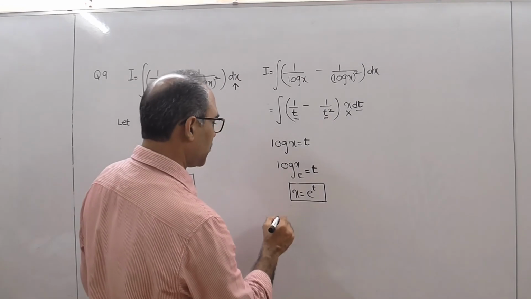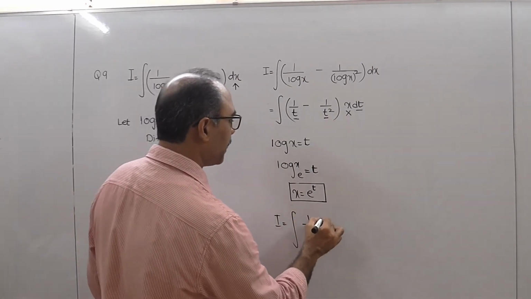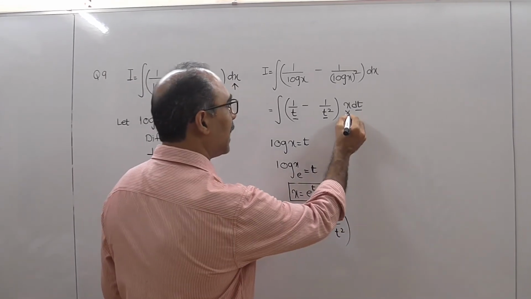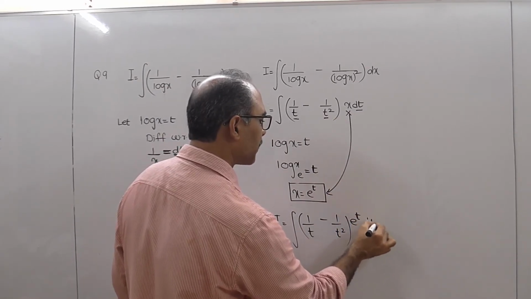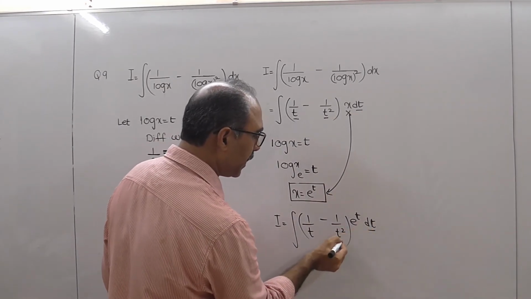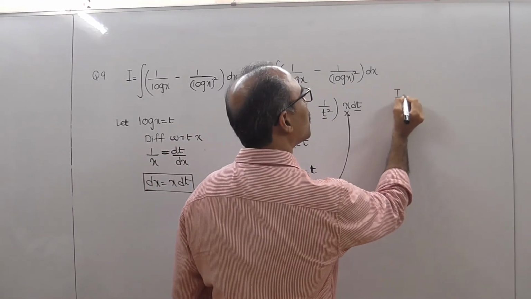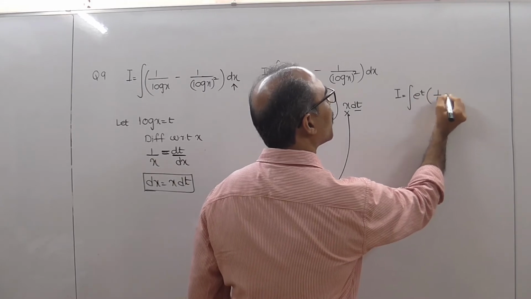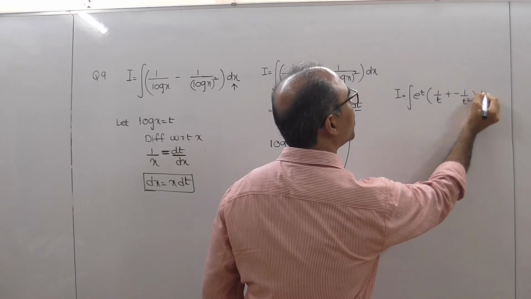So what happens is, I equal to integration of 1 upon t minus 1 upon t square, and this x you have to substitute with e raised to t. This x has to be substituted with e raised to t. Now see, dt, t, everywhere you have t. So I equal to integration of e raised to t, 1 upon t minus 1 upon t square dt.